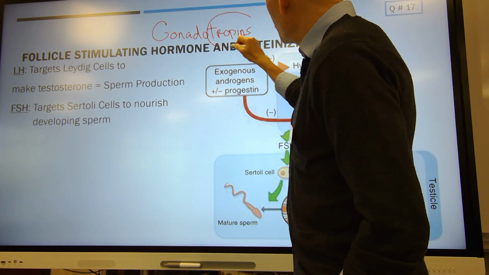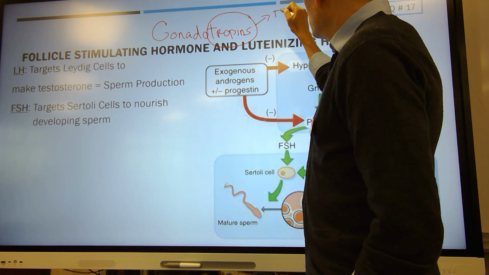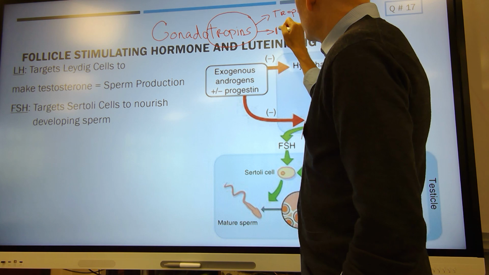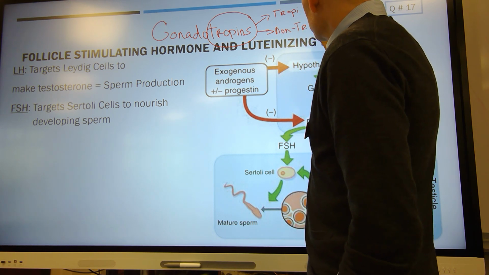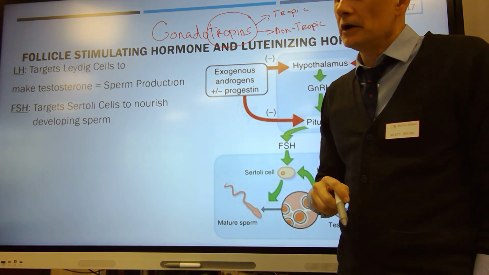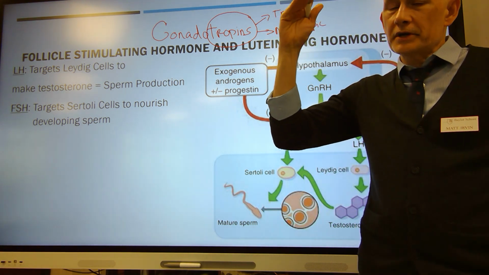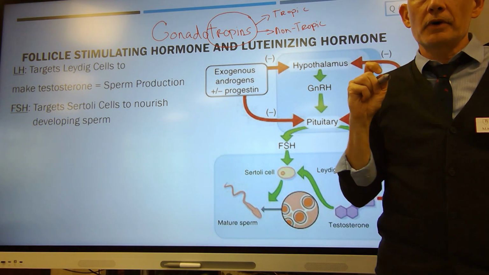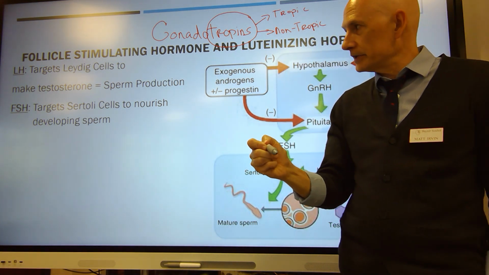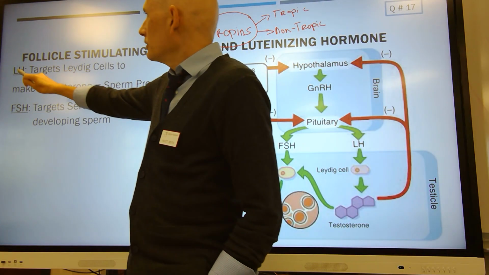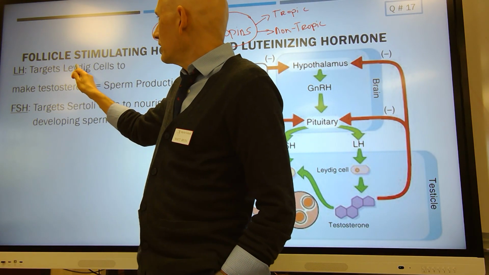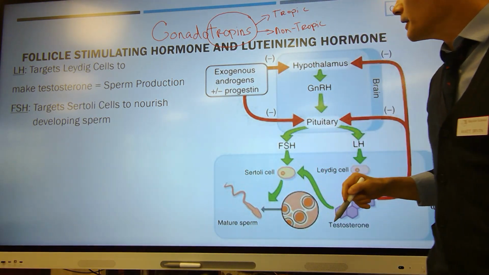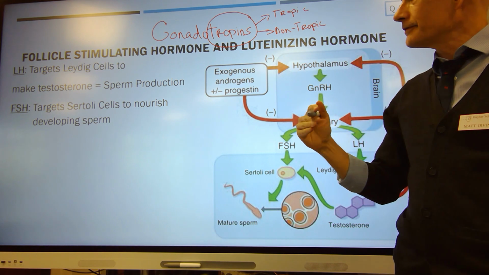And then remember that we've got both tropic hormones and non-tropic hormones. Tropic means level, and so the tropic hormones are the ones that cause other hormones to be released. So we see that luteinizing hormone targets the Leydig cells, causing testosterone to be released. That makes it tropic because it sets up a level.